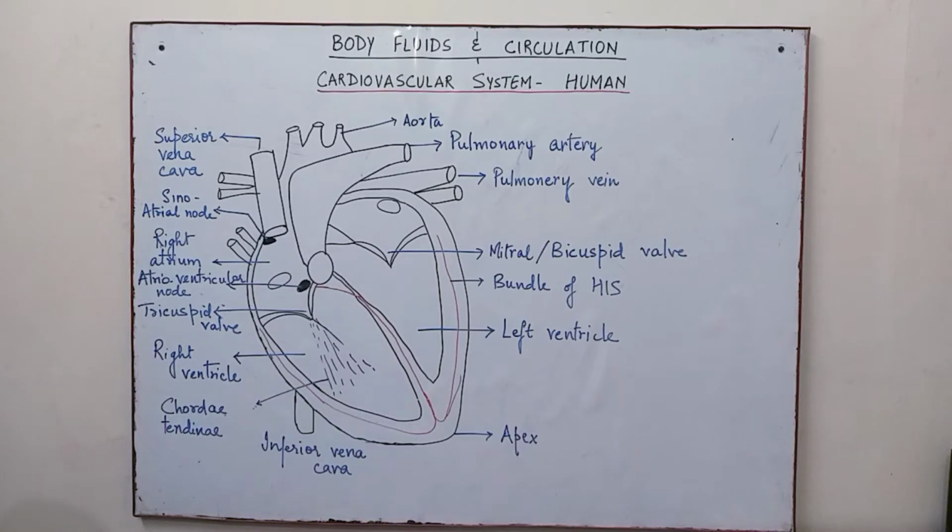In this video, we'll be talking about the cardiovascular system of human beings. Before we start, let us try to understand what are the various functions of this circulatory system or the cardiovascular system. This system is an important medium through which the nutrients and the waste products are transported through the different parts of the body.